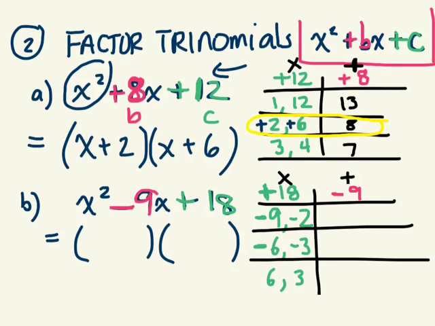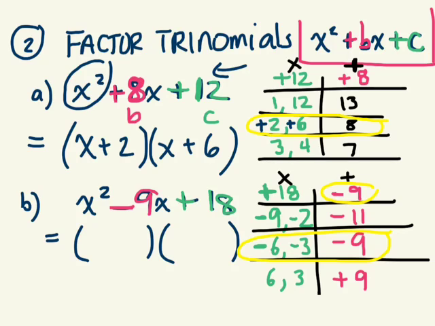Figure out which of these two numbers adds up to negative 9. What's negative 9 plus negative 2? That's going to give us negative 11. What's negative 6 plus negative 3? Negative 9. And what's 6 plus 3? Positive 9. We were looking for something that adds up to negative 9. Which two numbers add up to negative 9? Negative 6 and negative 3.